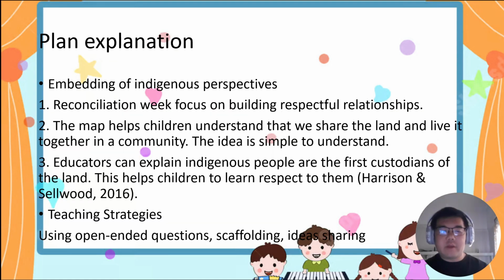Reconciliation Week focuses on building respectful relationships between Indigenous and the wider Australian community. The community map will help children understand that we live together in a shared community by drawing maps. During the activity, educators can explain that Aboriginal and Torres Strait Islander peoples are the first custodians of the land. This helps children begin to learn respect and appreciation for the cultures and histories of First Nations people. This content is age appropriate for children aged 3 to 5. It introduces respect, belonging, and caring for the land.